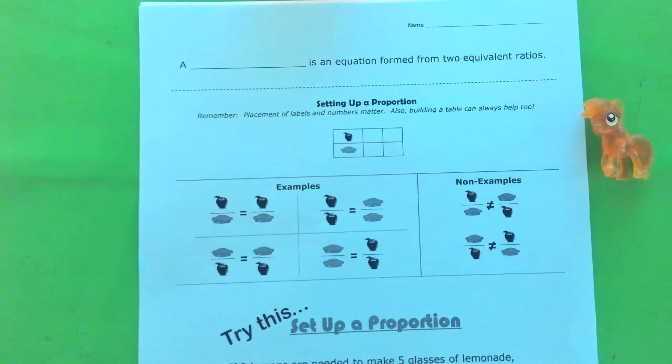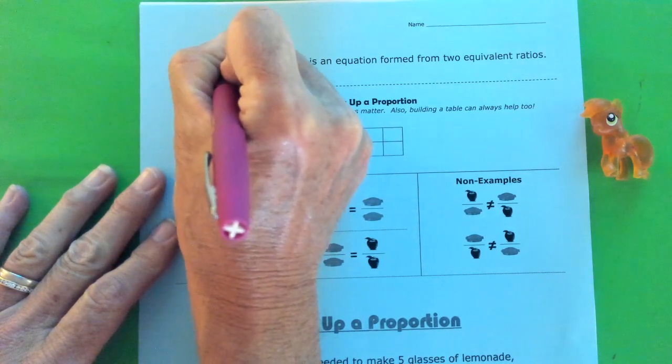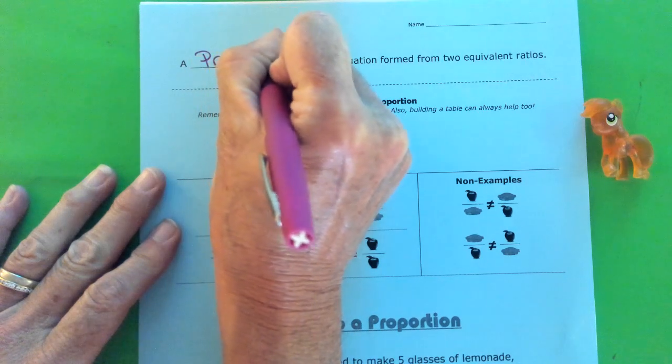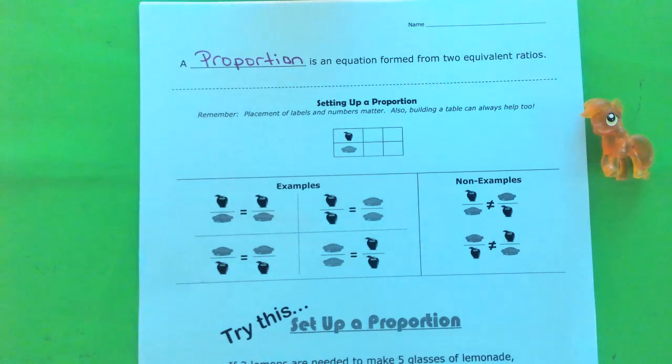Okay, so what we're going to talk about today are proportions. And a proportion, P-R-O-P-O-R-T-I-O-N, is an equation formed by two equivalent ratios. So like the EFT chart, 1/2 is equal to 5/10, and so on and so on and so on. Okay, so let's fill in these notes.